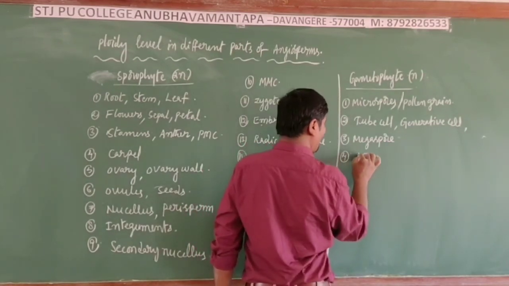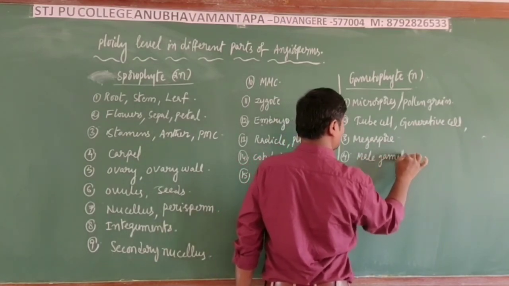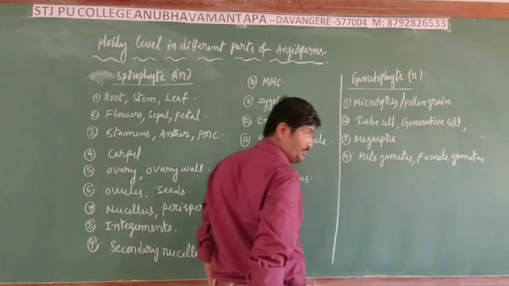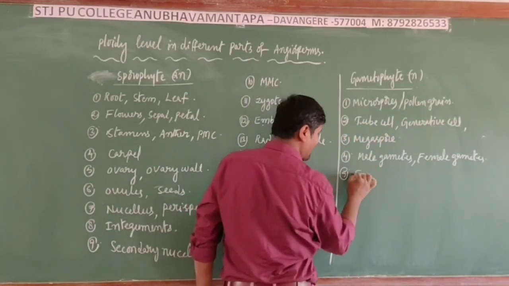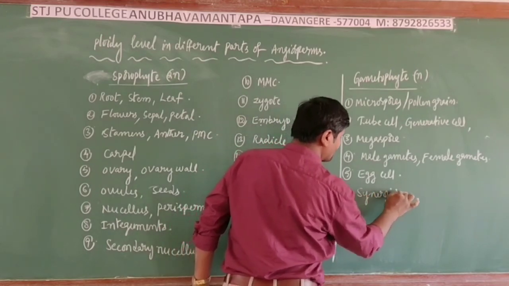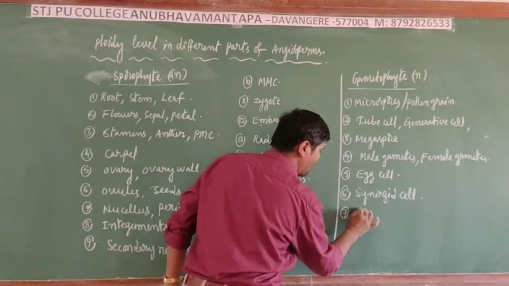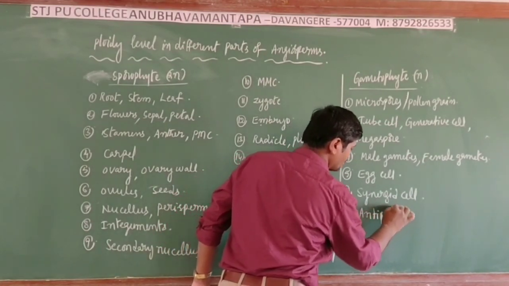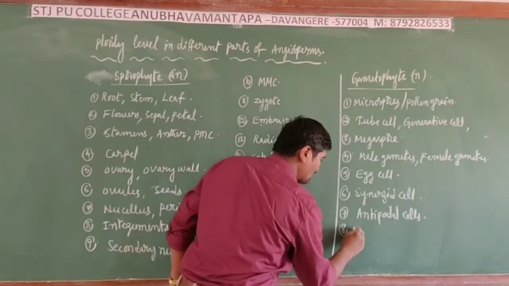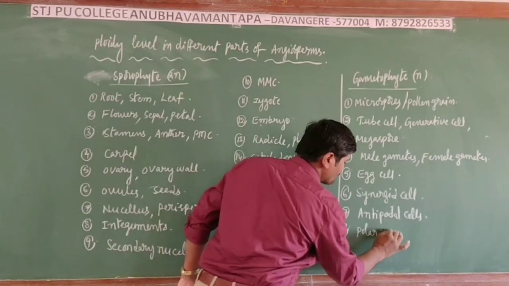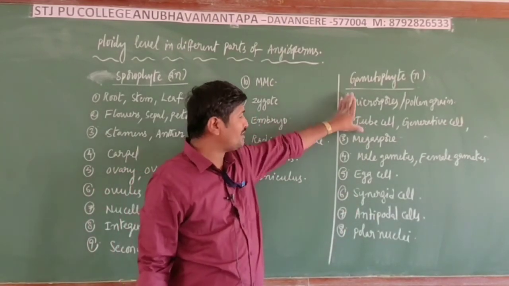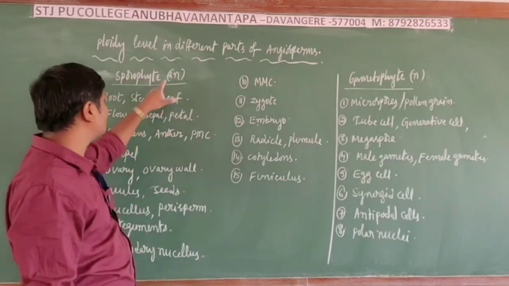Next one, male and female gametes. Male and female gametes. Next one, egg cell. Egg cell is haploid. Next one, synergid cells. Haploid. Antipodals. Haploid. Next one, last one, polar nuclei. This is also haploid. So in the gametophyte, these are the main parts. These parts all contain the haploid level, and the earlier ones all contain the diploid level.